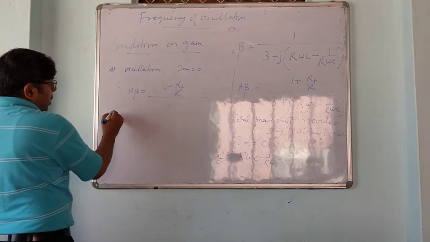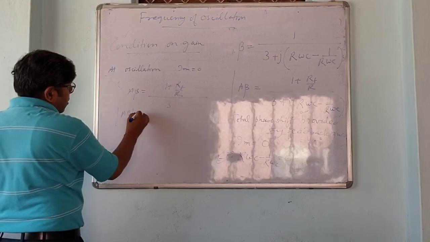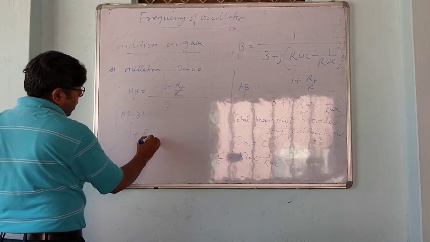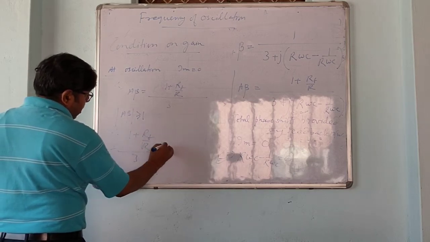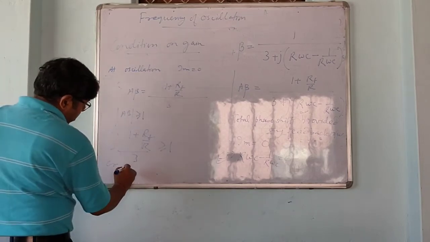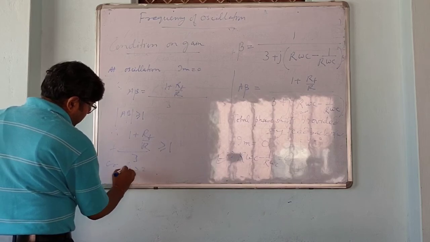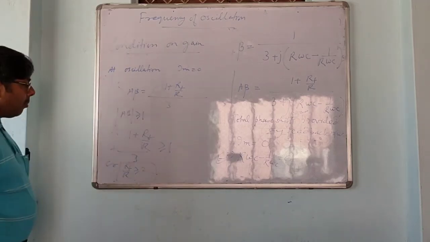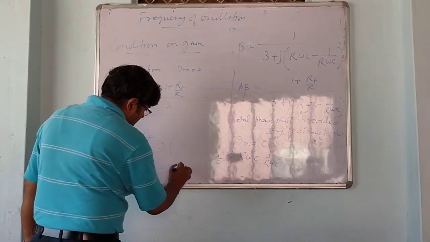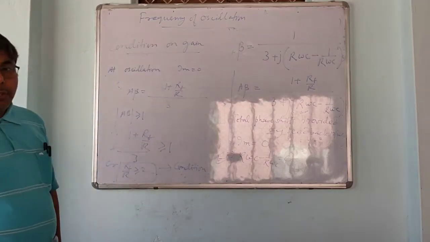And according to Barkhausen criteria, this magnitude of this must be greater than or equal to 1. Therefore, 1 plus Rf upon R upon 3, this must be greater than or equal to 1. Or from here, you can get Rf upon R, this must be greater than or equal to 2. And this is the condition for oscillation.